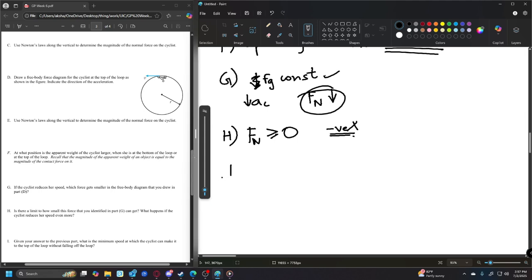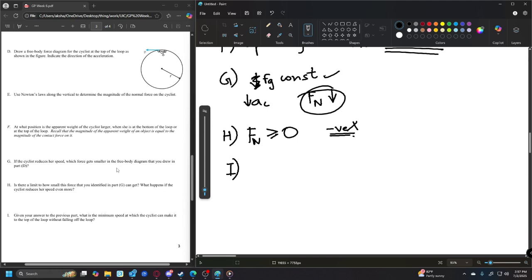And we have the last part of question 2, part I. Given your answer in the previous part, what's the minimum speed at which the cyclist can make it to the top of the loop without falling off the loop? So we need to find the minimum speed of the cyclist now.